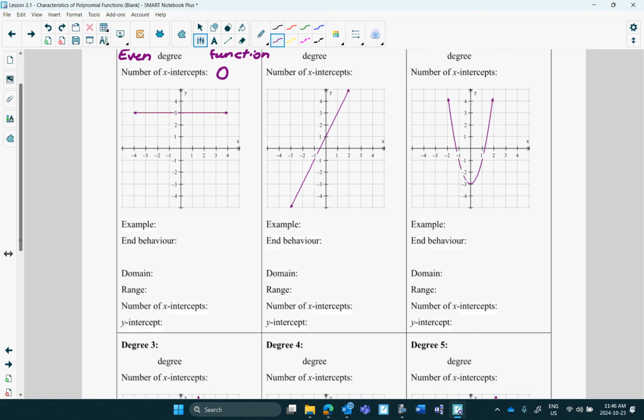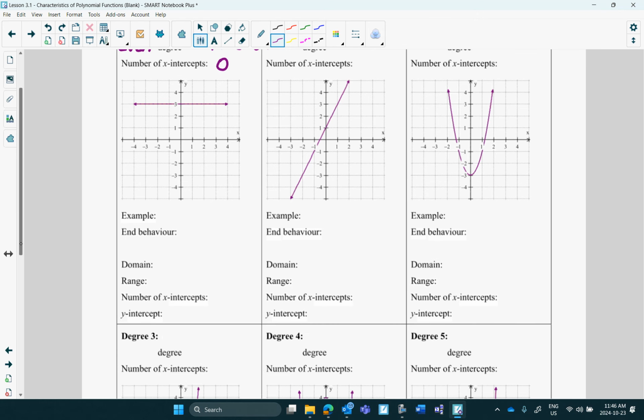So an example, what would be an example? Well, this one is f of x equals 3. This is the horizontal line, y equals 3. The end behavior is it extends horizontally. There's nothing happening vertically.